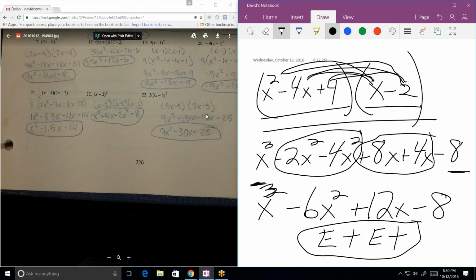And finally on 23, same comments, nothing different. You multiply those, wait, something is different. You forgot to carry the 3 down. And that gave you the wrong answer. In other words, your answer here is just 3x minus 5 squared. Yeah, that is right. And then you have to multiply that by 3. So the true answer should be 27x squared minus 90x plus 75.